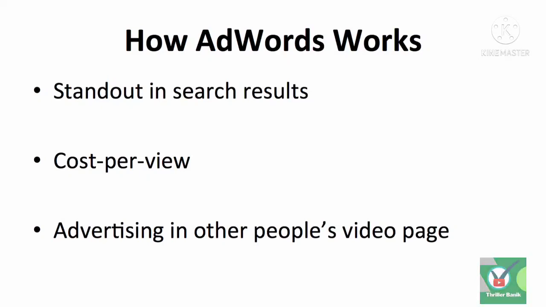Other than appearing on top of the search results page, Google does advertising on other people's video pages as well, through in-stream or in-display. You don't need to worry about getting permission from the video owner. Google already did that for you. Do not forget that getting views is one of the factors that affects your rank.